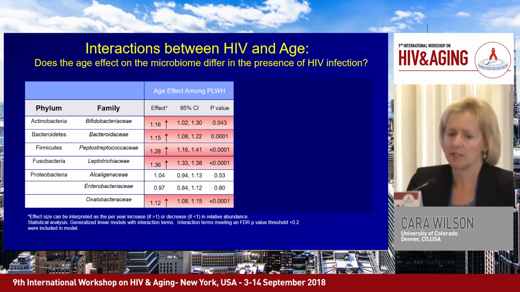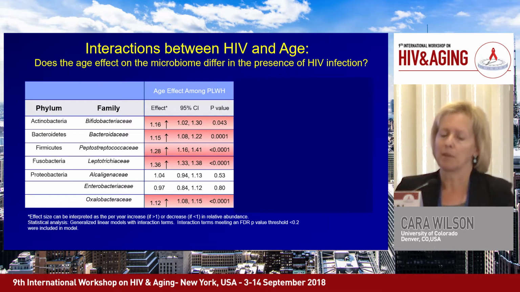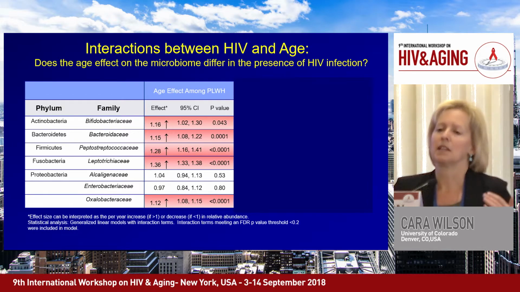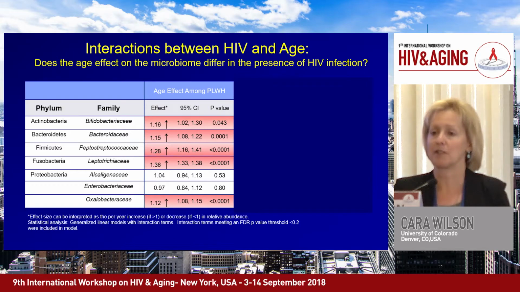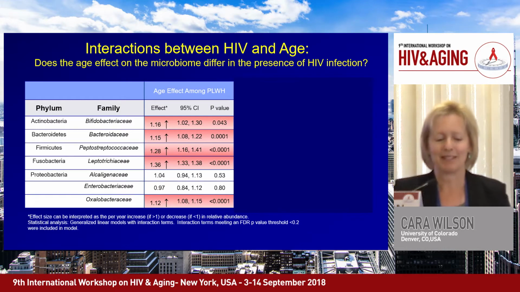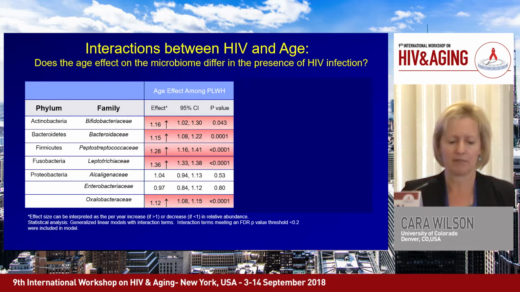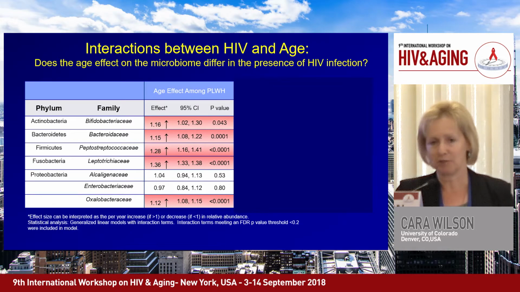Now, we wanted to then look to see whether there were actually interactions between HIV and age. And the way this analysis was done, it was to look at whether HIV serostatus impacted the age-related effects on the microbiome. And so here what I'm showing you is the age effect among people living with HIV infection. And the red with the increased arrows means that these bacterial taxa were increased with age among people living with HIV infection. You can see that some of these are pathobionts, like fusobacteria, for instance, which again tends to cause infections in people.